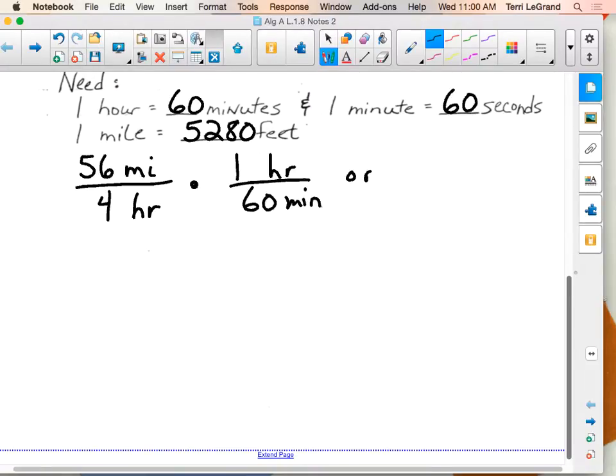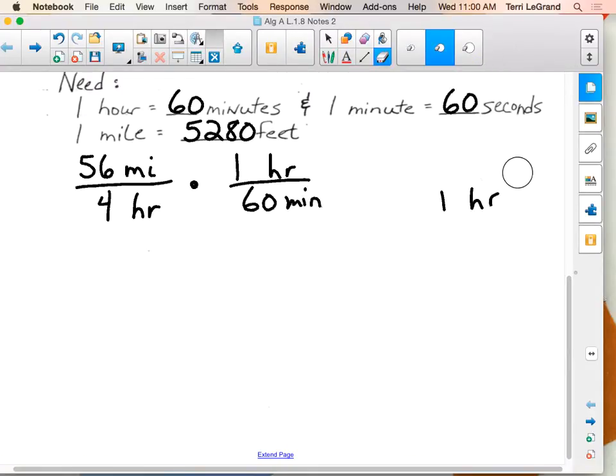Or should we write it as 60 minutes over 1 hour? Because the goal is we want those hours to cancel away. So should we use this one with the hours downstairs? Are they going to cancel away when canceling is 1 up, 1 down? So we need the hours upstairs, don't we? Yeah. So we're going to use the first way here. We want to set it up as 1 hour over 60 minutes. So go ahead and write it now, times 1 hour over 60 minutes.